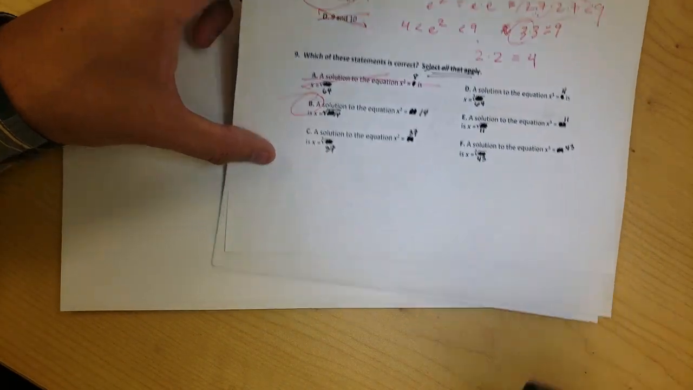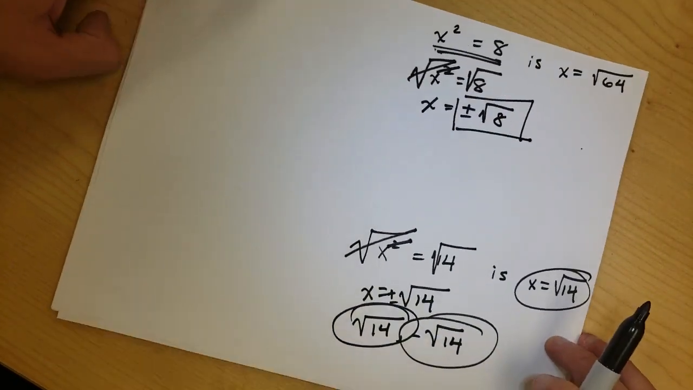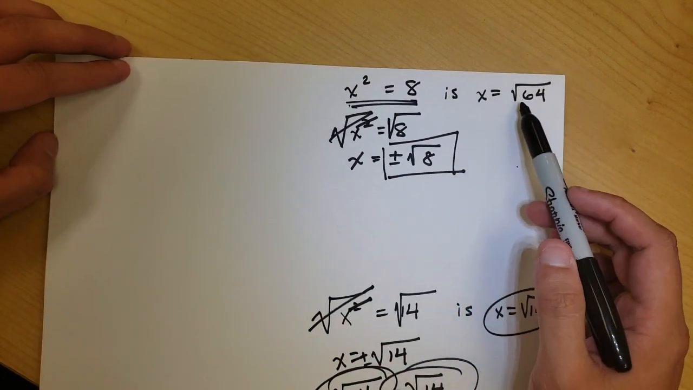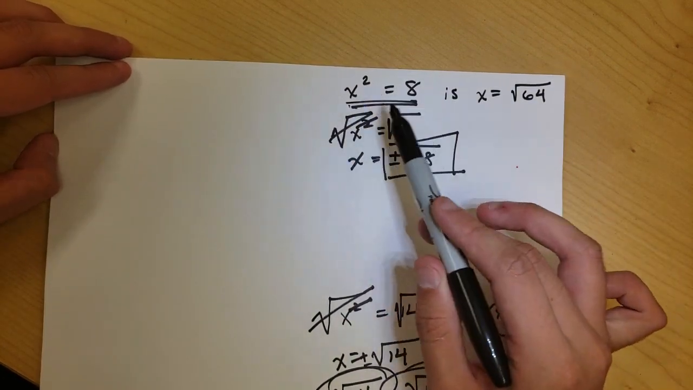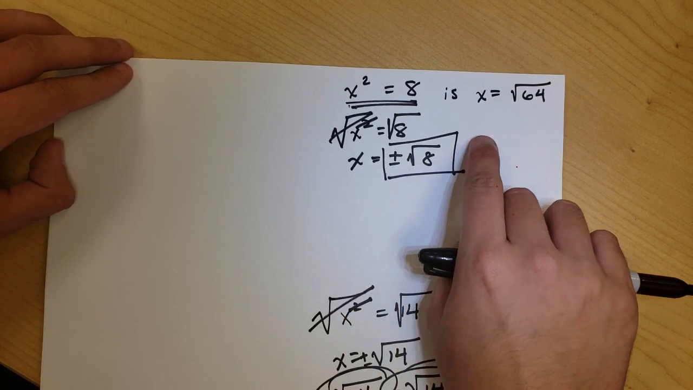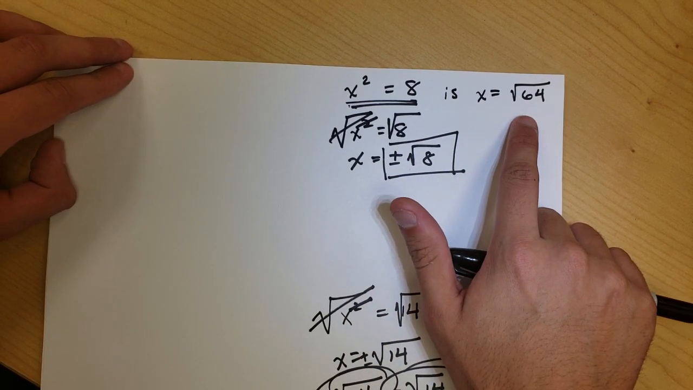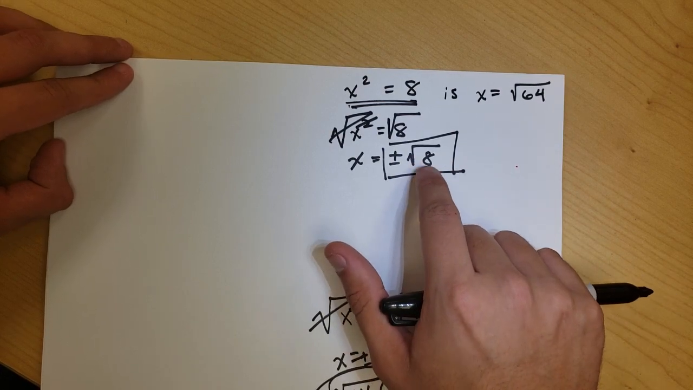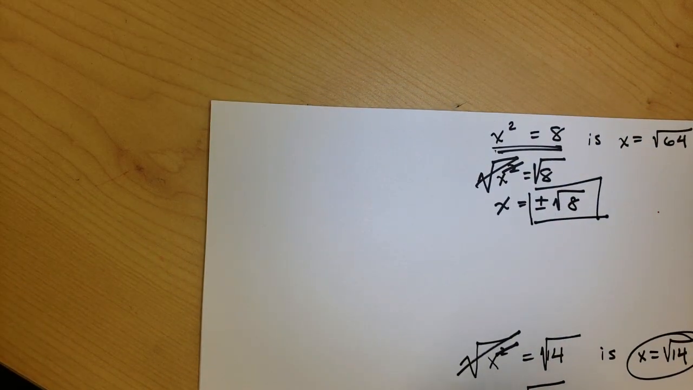Notice back up here, the square root of 64 was not one of the solutions we got when we solved this. The solutions we got here were plus or minus the square root of 8. They said that the solution was the square root of 64. No, the solution was plus or minus the square root of 8. All right, let's go to this next one, letter C.